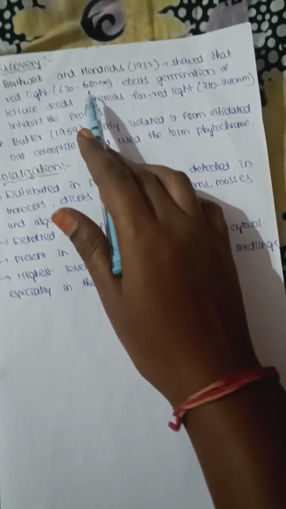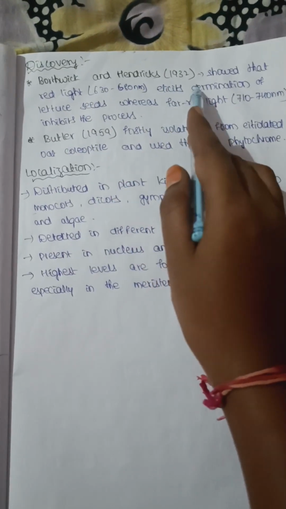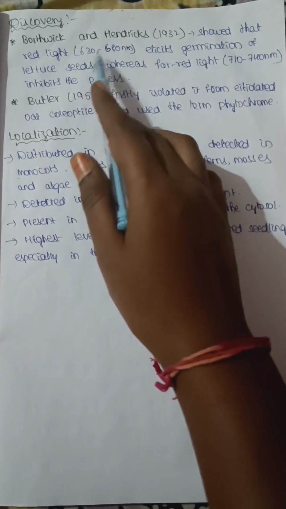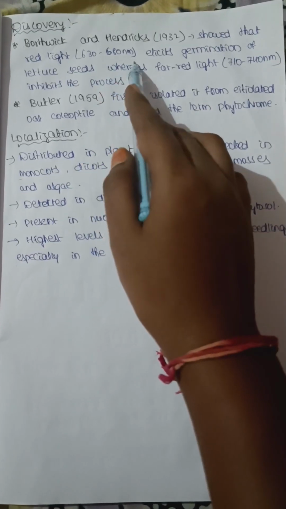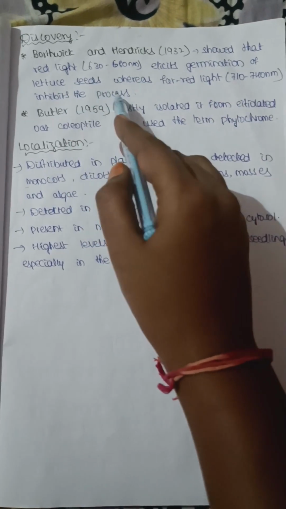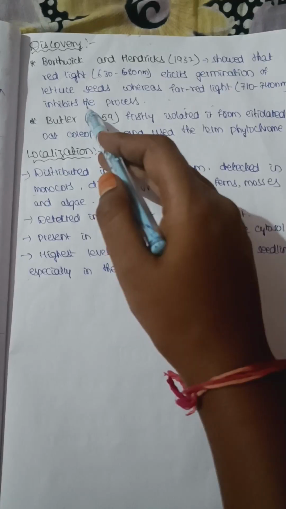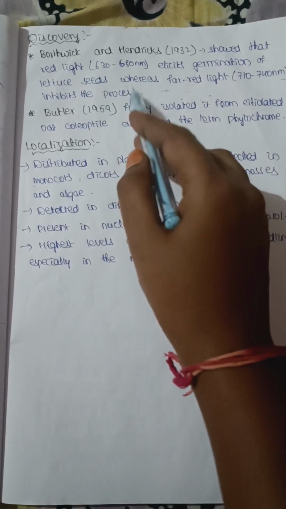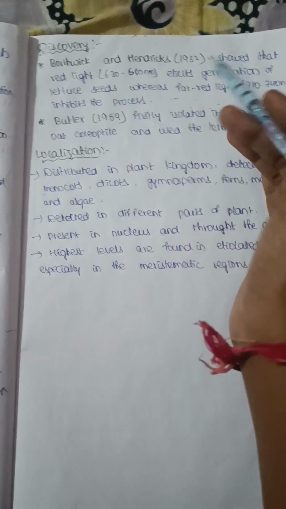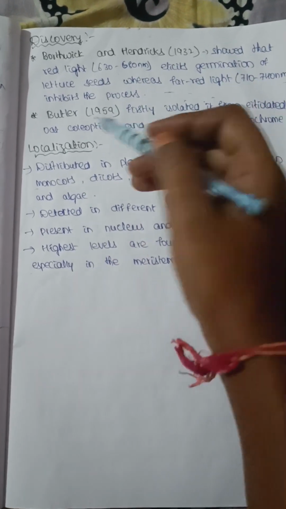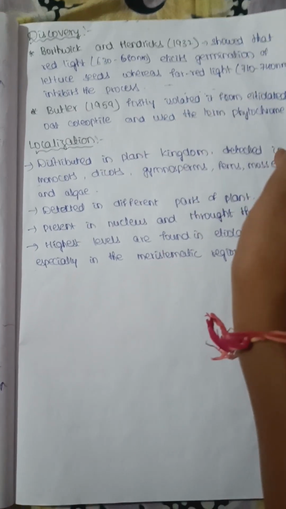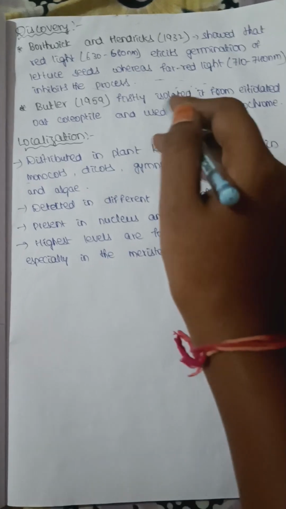Okay. Next, coming to the discovery. Borthwick and Hendricks in 1932 showed that red light of 630 to 680 nanometers elicits germination in lettuce seeds, whereas far red light inhibits the process. So they observed that in lettuce seeds, red light of 630 to 680 nanometers promotes germination, but far red light, that is 730 to 740 nanometers, inhibits the process.